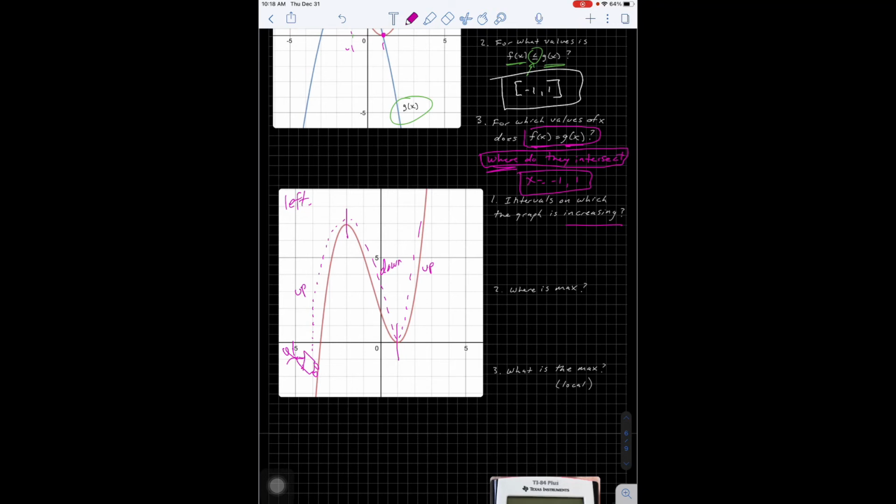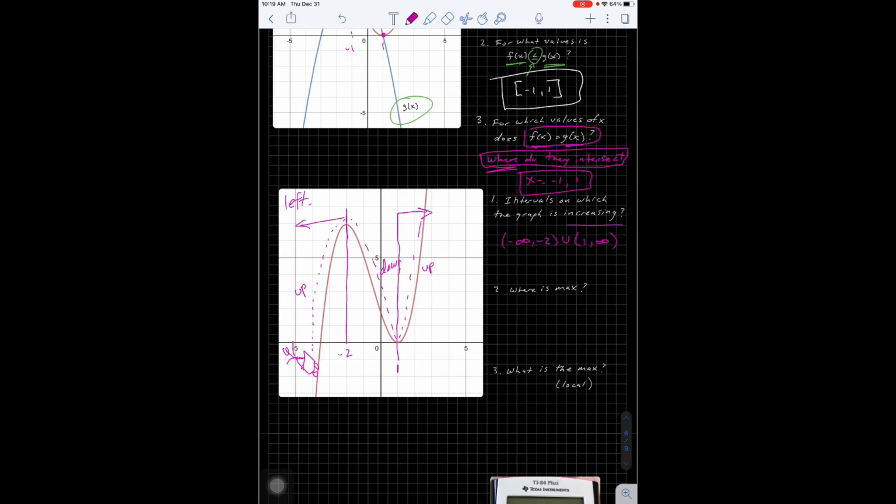So where am I increasing? It's where I'm going up. And again, it says where, so I'm looking for an x value. And these are going to be intervals. So -2 is here. This is a 1. So I'm going up anywhere to the left of -2 and anywhere to the right of 1. The way we write that is -infinity to -2, that's the left, and 1 to infinity.